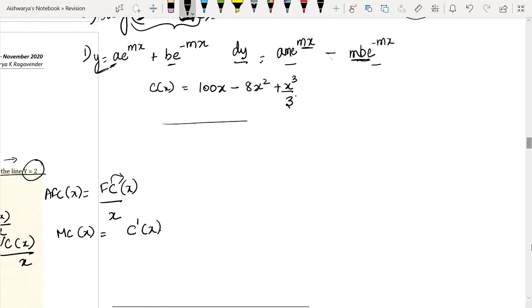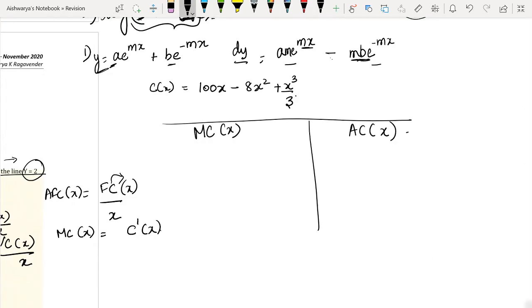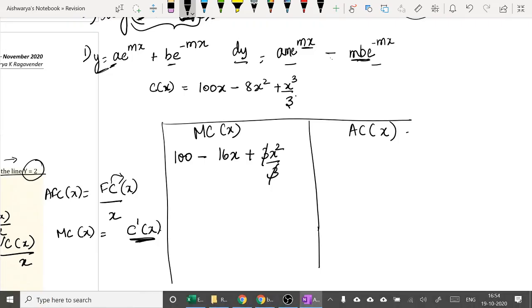Here let us have the marginal cost function MC of x, and here the average cost function AC of x. The marginal cost function is nothing but C dash of x, which means differentiation of this function will give you MC. So let us find out what this is. 100 minus 8 2s are 16x plus 3x square by 3. This 3 and 3 get cancelled, and what you get is only this. This is your marginal cost.